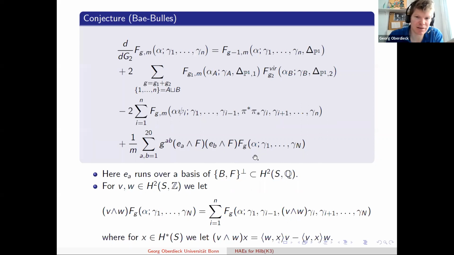So again, this basically reduces the determination of the series FGM from a quadratic bound to a linear bound of coefficients that you need to understand.